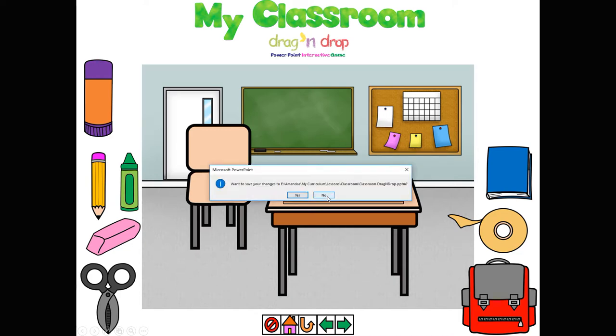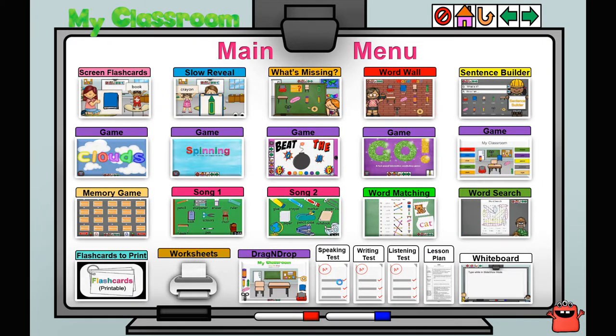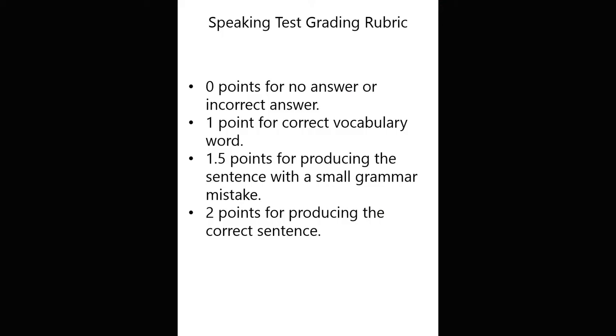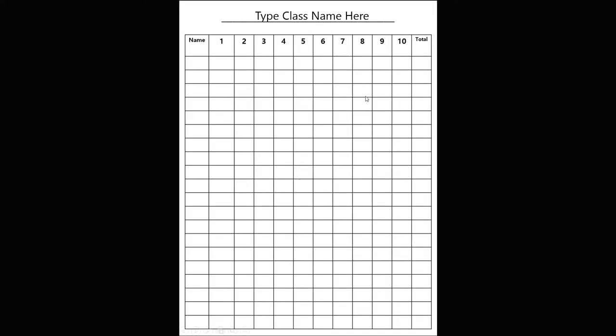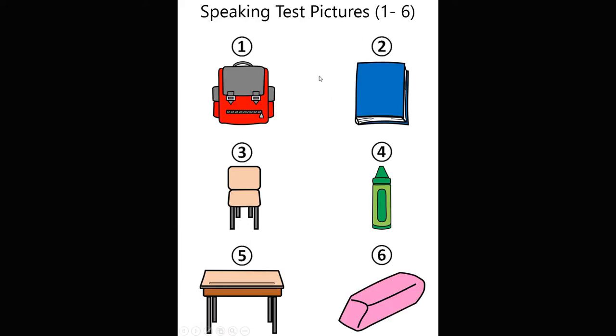Just click out of that. Don't save the changes. And then I've included in this new line that I've come up with tests. So we have speaking, writing, listening tests. So you just click on those. And if you want, here's the rubric, or this is a nice grid to keep track of your students and what their mark was for each question. There's the answers, and there is the question. So question 1, what is it? You just point to it and the student would answer.